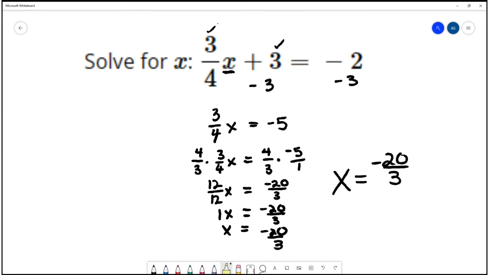One more comment I want to make is that I did decide to move the +3 before moving the 3/4. We're making that choice because we want to go in the opposite order of operations. With order of operations, we typically handle multiplication and then addition. Here we're going to go in the opposite order, handling that addition first and then the multiplication.